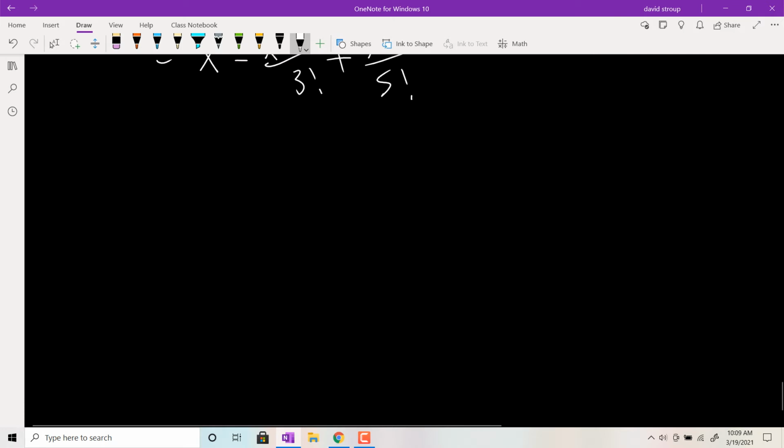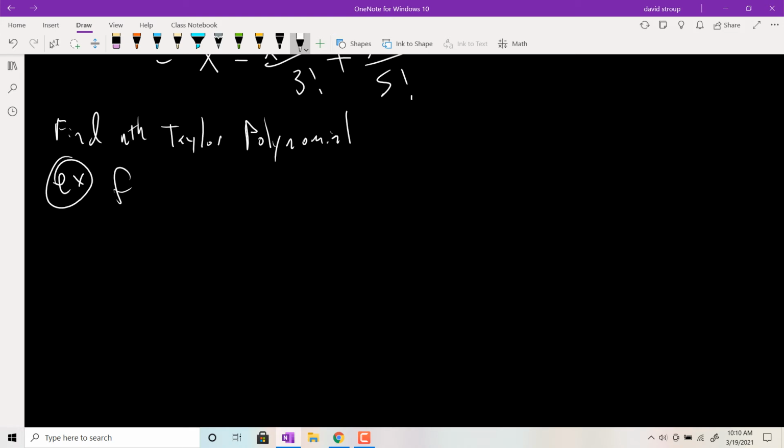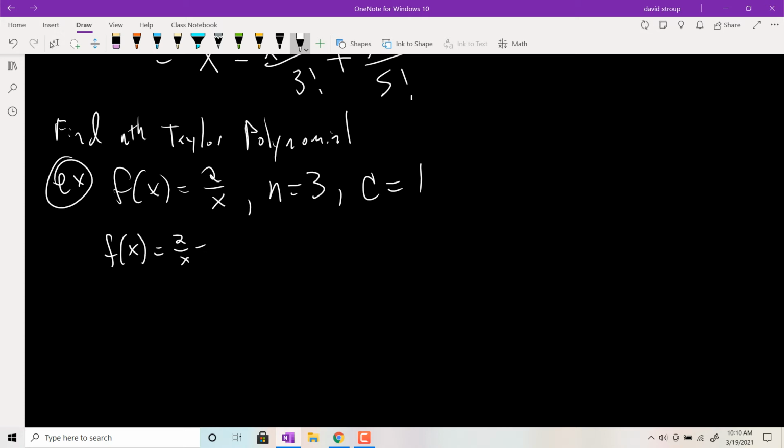Let's do a Taylor now. So find the nth Taylor polynomial. Okay, so this one has a different center. And here we go. F of x equals 2 over x. We want a 3rd degree and center it at 1. Okay, so here we go. F of x is 2 over x, which is 2x to the negative 1. And you're going to need f prime, f double prime, and f triple prime.